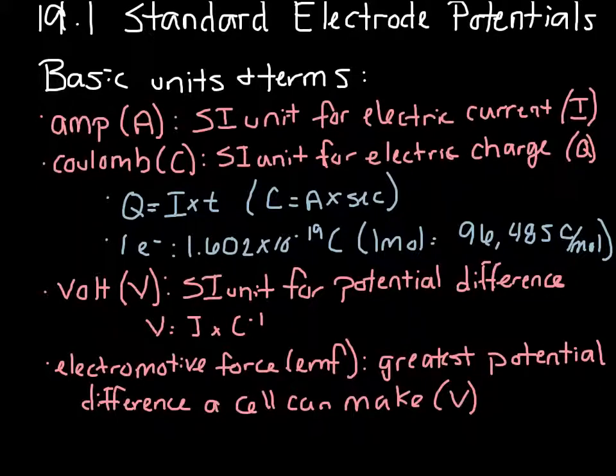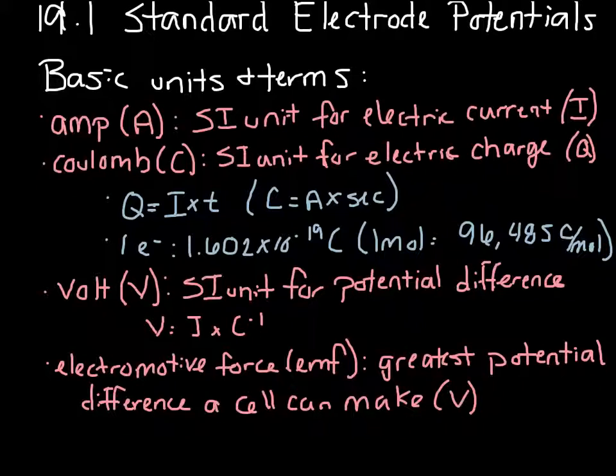Before we begin, there's some basic units and terms that are associated with reduction and oxidation reactions and just electricity in general that you need to be aware of. First, the amp, or capital A, is the SI unit, which is the International Standard Unit for electric current, which is also symbolized as I.